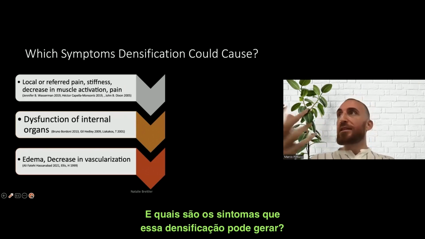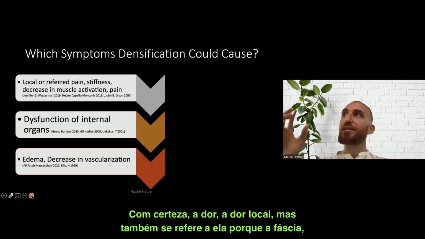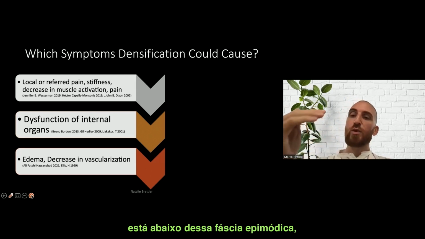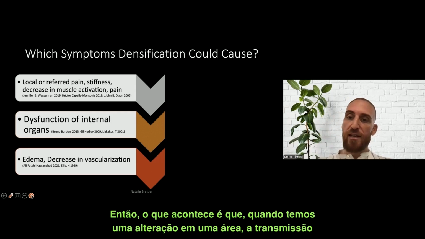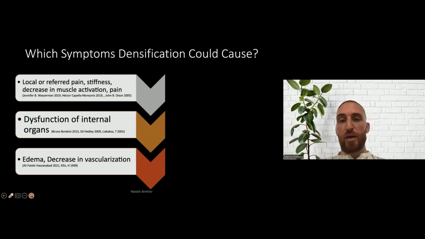And what are the symptoms that this densification can create? For sure, pain, local pain, but also referred pain, because the aponeurotic fascia, as we saw before, is connected through the epimysial fascia, which is below this aponeurotic fascia, through myofascial insertions. So when we have an alteration in one area, the transmission of force is altered, and this can create also the activation of nociceptors in a faraway location.